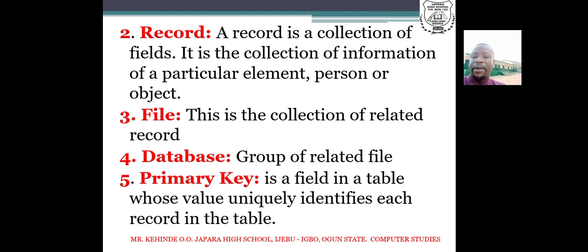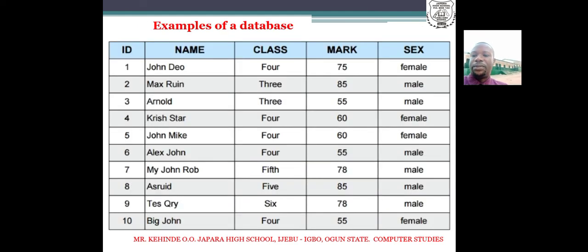And then we have the primary key, which is a field in a table whose value uniquely identifies each record in the table. As you can see, the table is a typical example of a database where we have a primary key, the ID, numbers 1 to 10. Then we have the name, which stands for a field. Class is a field, mark is a field, sex is a field. Then we have different data and information there, like John Deal is a data, 4 is a data, 75 is a data, female is a data. By the time we group all this together, then we have a database.